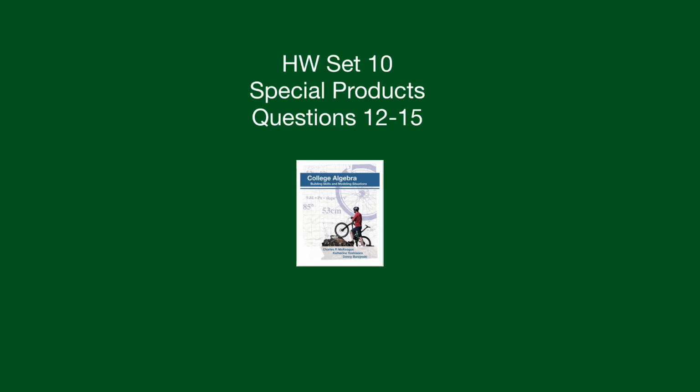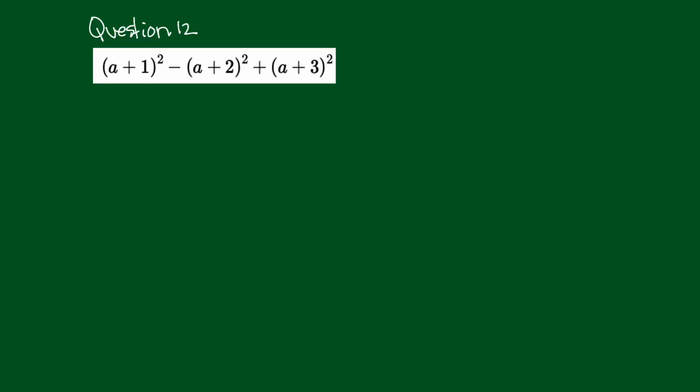Continuation of homework set 10, questions 12 through 15. Now this one looks interesting, doesn't it? We've got a bunch of squares. I got 3 squares, so let's do each one individually, and I'll put them in parentheses so I can keep track of which one's which. But let's take a look at this first one.